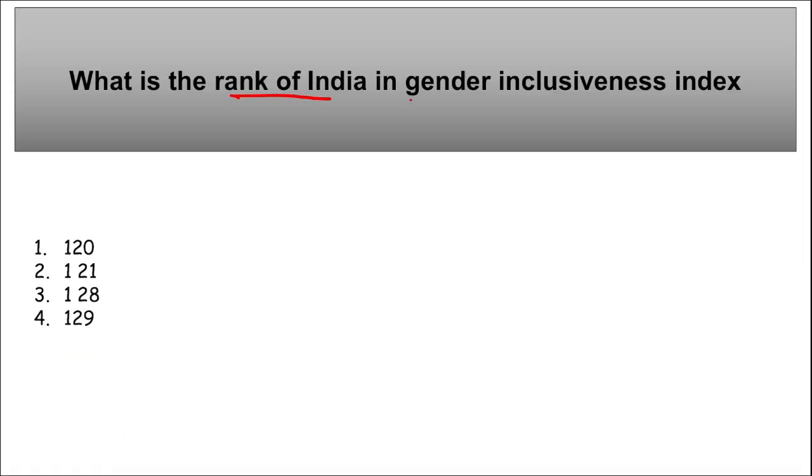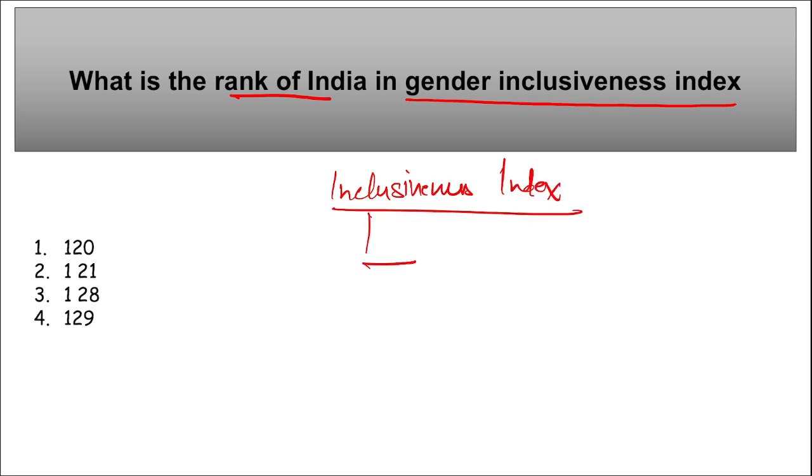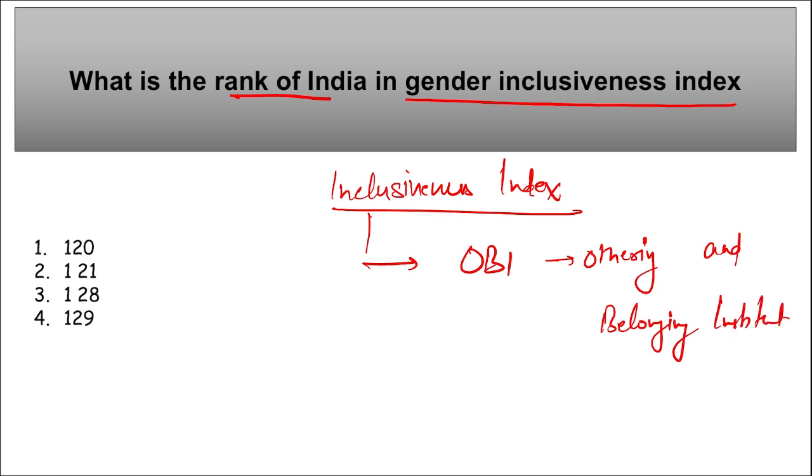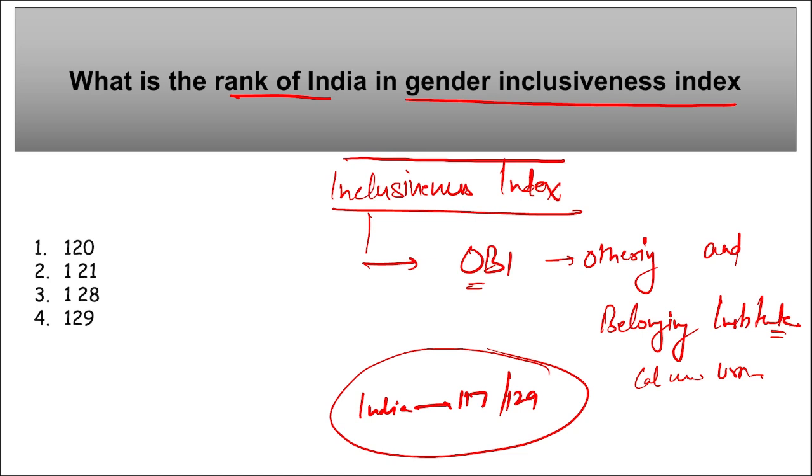Next, what is the rank of India in the Gender Inclusiveness Index? Recently the Inclusiveness Index was published by OBI, that is the Othering and Belonging Institute. I repeat, this is the Othering and Belonging Institute, right? This is at the University of California in the USA. And remember, according to this OBI Inclusiveness Index, India was ranked 117 out of 129 countries. So if we are just talking about the inclusiveness index, the rank of India will be 117 out of 129 countries.